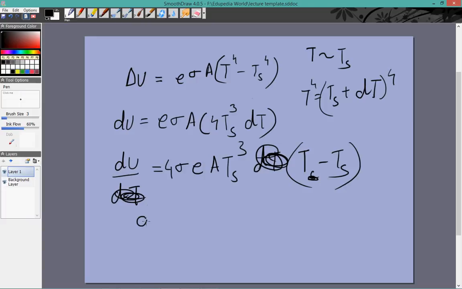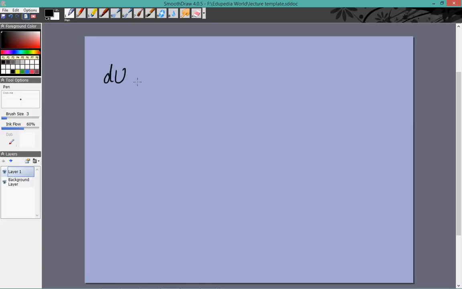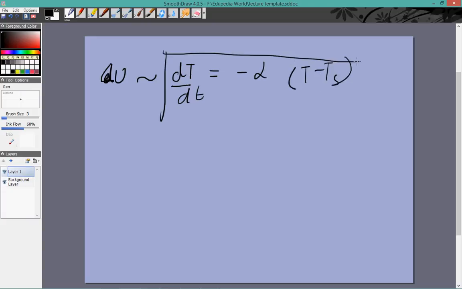So the short thing which he derived was dU is equal to B1 times T minus Ts. Right, a particular constant. This is for radiation, and by calculating convection he was also able to find out that this is equal to B2 times T minus Ts for convection. You don't need to know how that is done. This is radiation, this is convection. So the ultimate result which we found was that the change in temperature per unit time is equal to minus alpha, where alpha is just beta 1 plus beta 2, times T minus Ts. This is Newton's law of cooling.